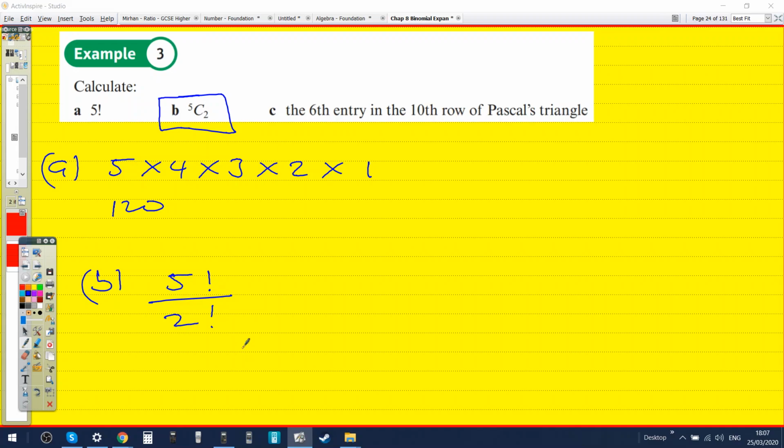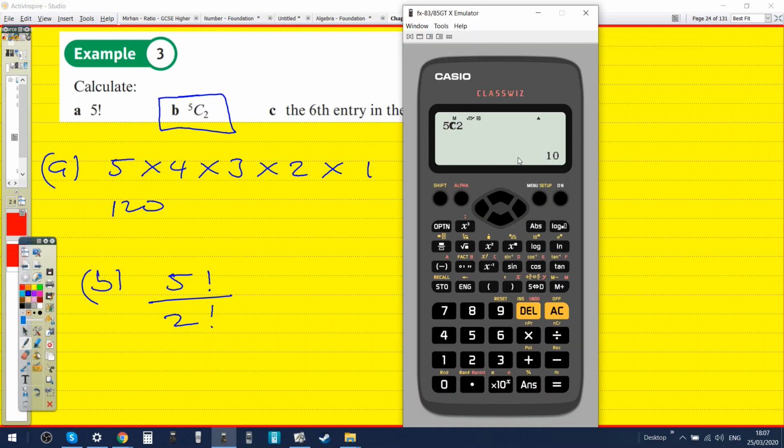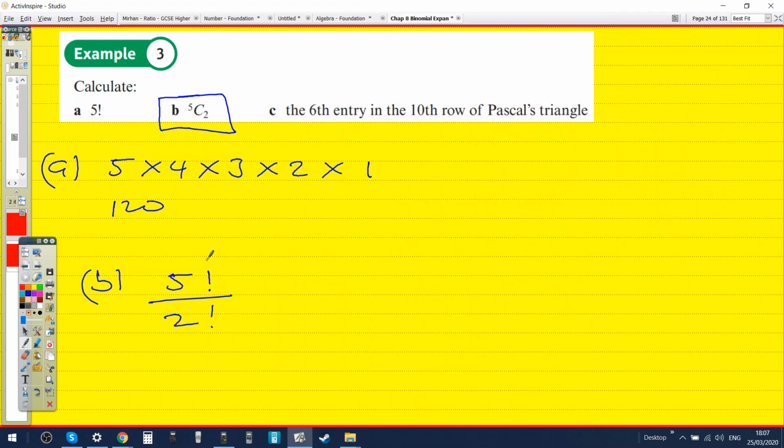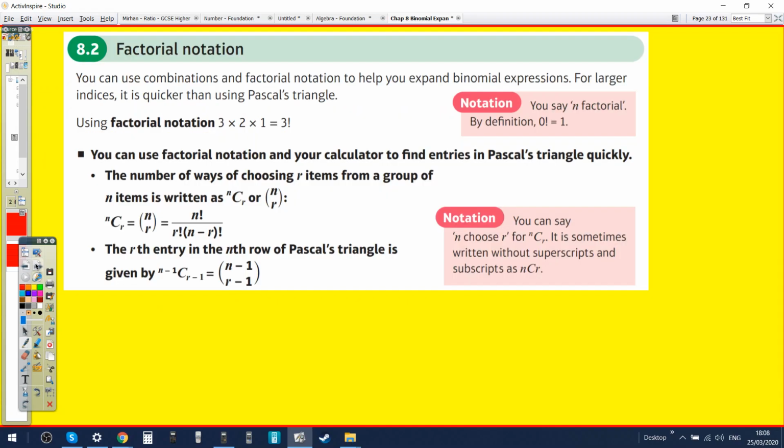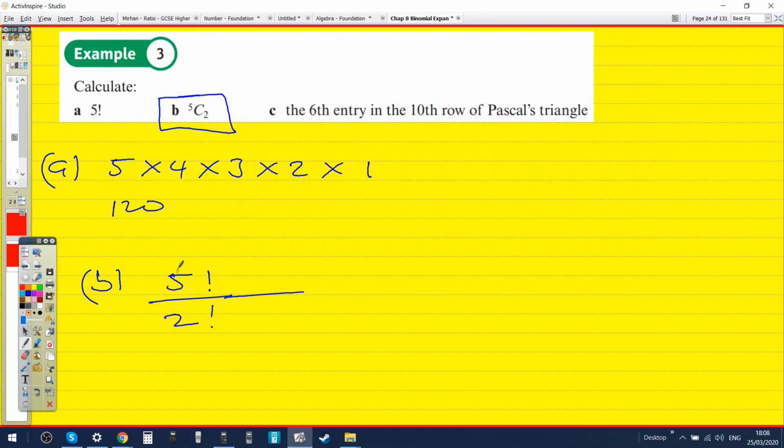Wait, is that right? 10. That would be 60, would it not? Oh, no. That's what I'm forgetting. 2 plus 3 makes 5. And so it is 5 factorial, I was right the long way, times 3 factorial. There we go. So 2 plus 3 makes 5.